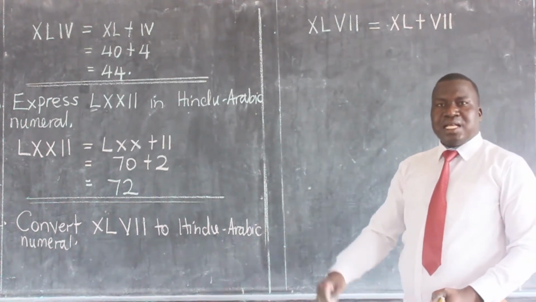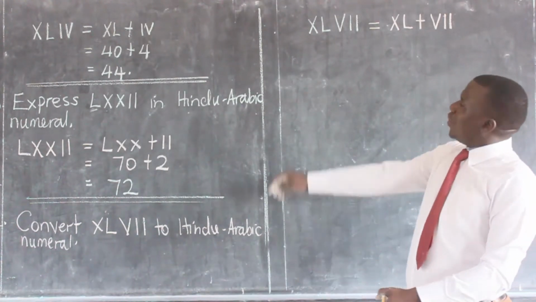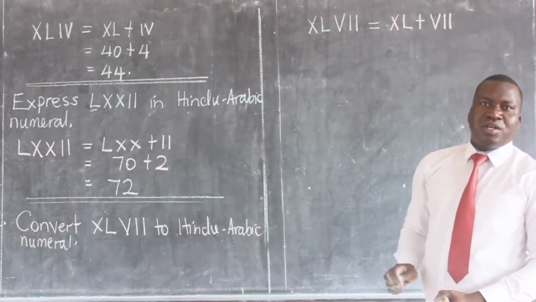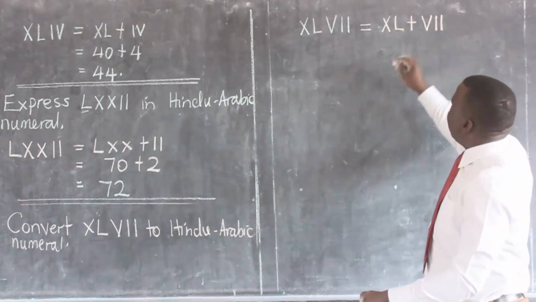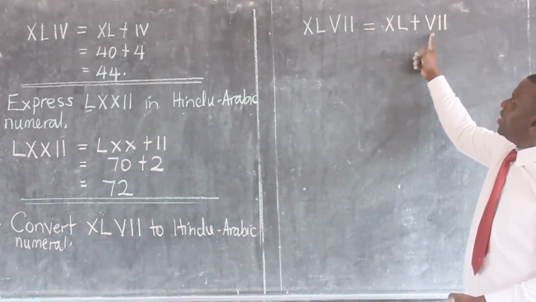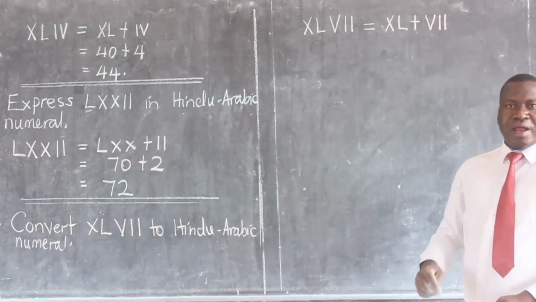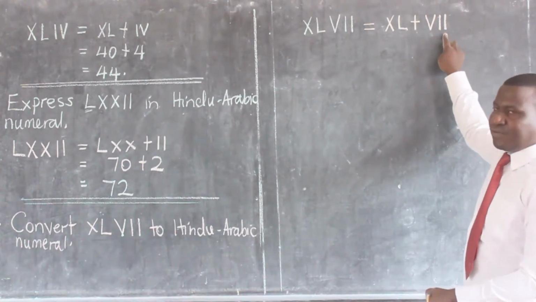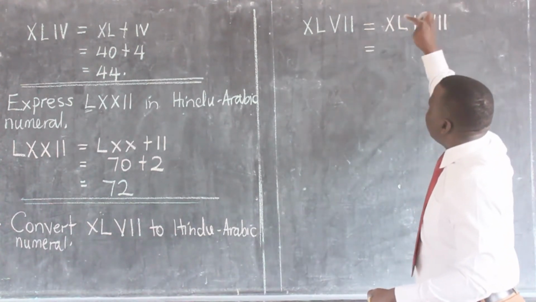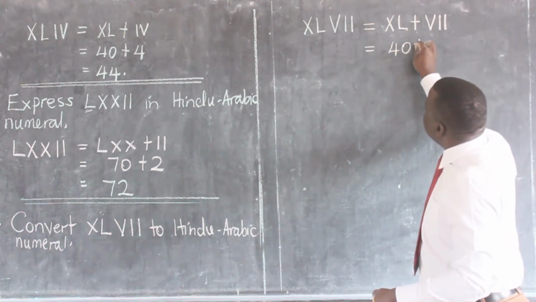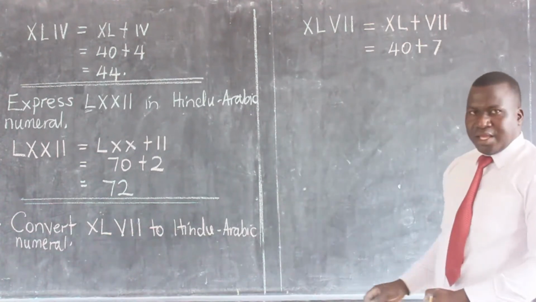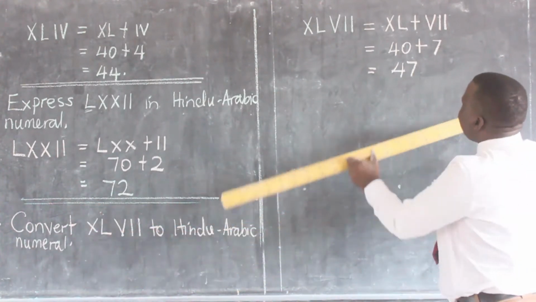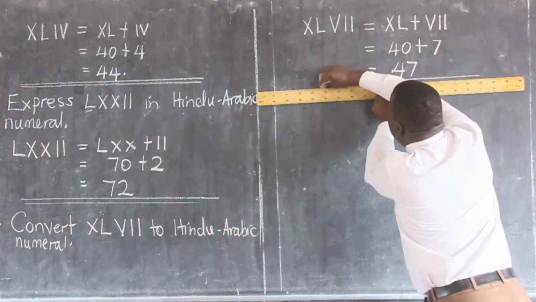XL is a subtraction Roman numeral. You have subtracted 10 from 50. So that one is a subtraction Roman numeral. I hope you remember that. Plus, this one here is an addition Roman numeral. You have added 5 to 2. Okay? So it becomes 7. Now, in total, this is 40 plus 7. Okay? Which gives us 47. Are we together? Then you double underline.